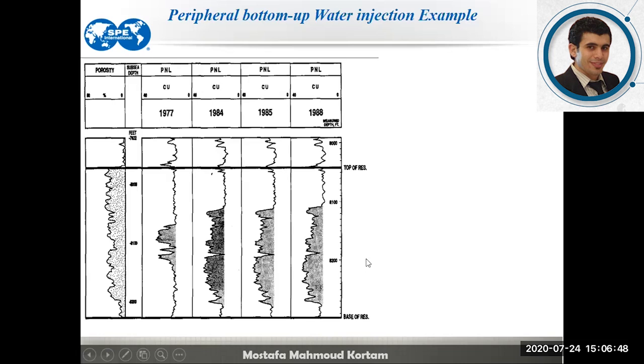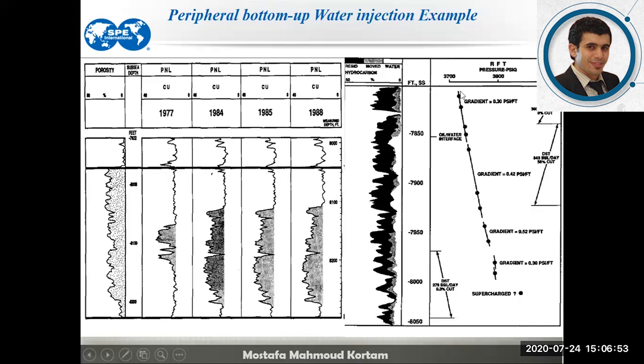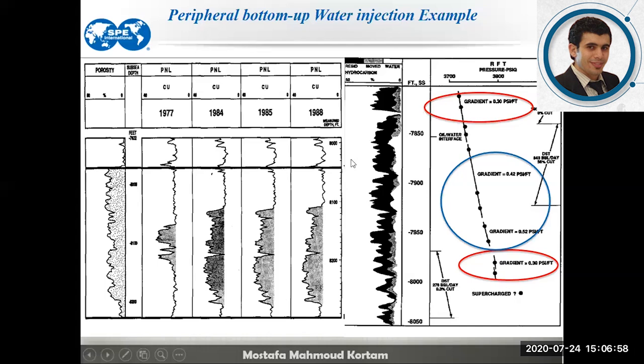And this was calibrated by drilling another well in the middle and found a gradient of oil in the upper structure and the lower structure, while not seeing a water gradient in the middle structure. 0.42 and 0.52 is a straightforward sign for water, while 0.3 is a sign of the presence of hydrocarbon.